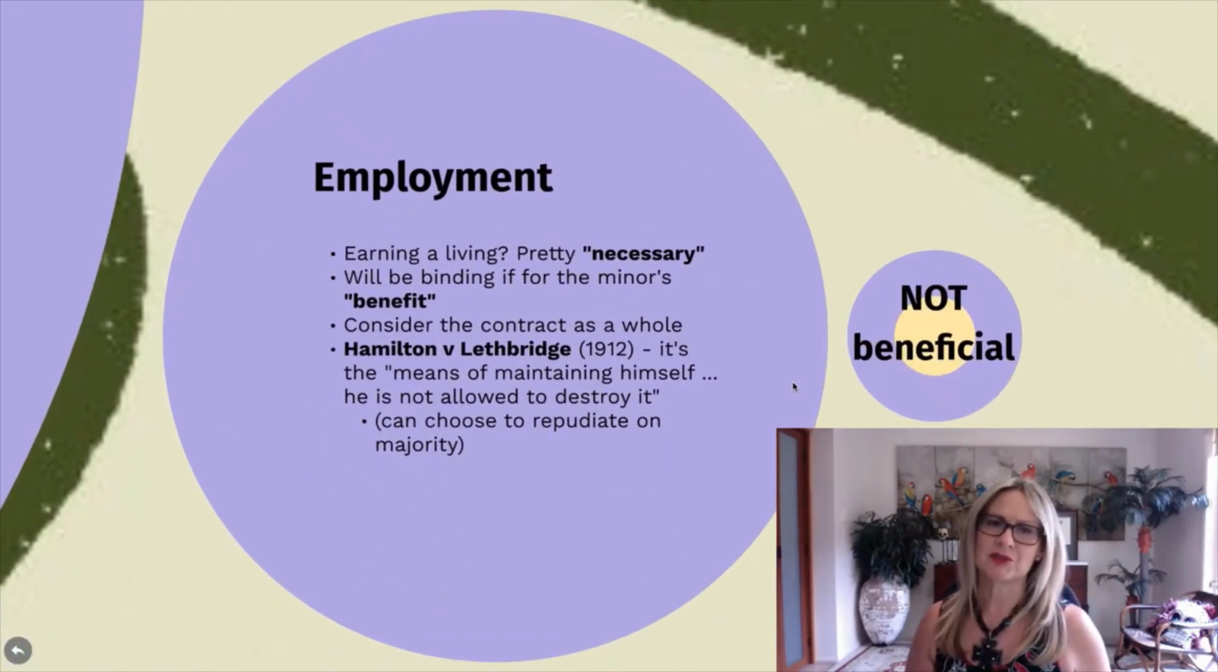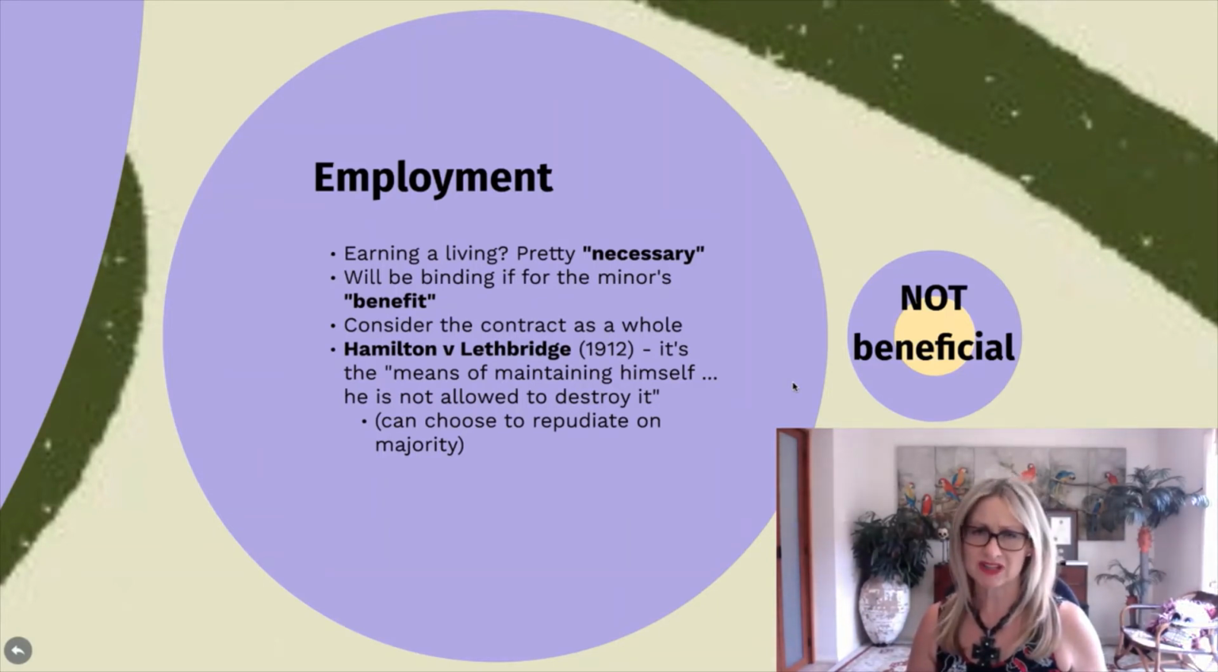What about the next circumstance of contracts for employment? Sometimes they are called beneficial contracts of service or articles of clerkship. Sometimes they're called indentures. Why on earth would they be enforceable against a minor? Pretty obvious, really. Hamilton and Lethbridge said it best. It's the means of maintaining themselves, so therefore they are not allowed to destroy the contractual basis for maintaining themselves. It's obviously going to be to their benefit.